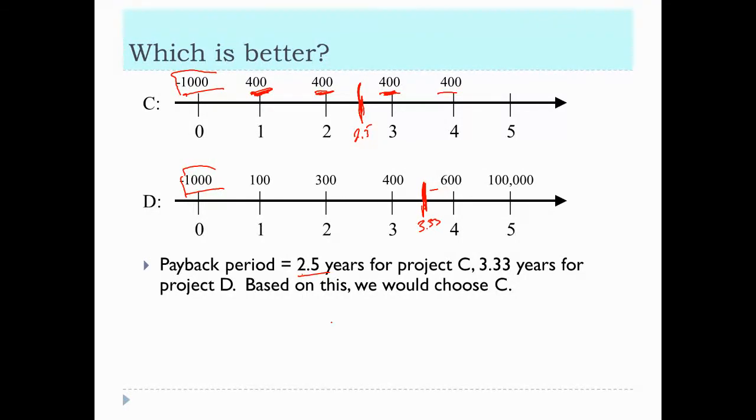Pretty obviously, though, if you look at the cash flows, Project D has a benefit that's not being captured. You would be making a huge mistake if you chose Project C because it has a shorter payback and ignored Project D because it has a longer payback. You'd be ignoring this giant cash flow occurring in year 5.